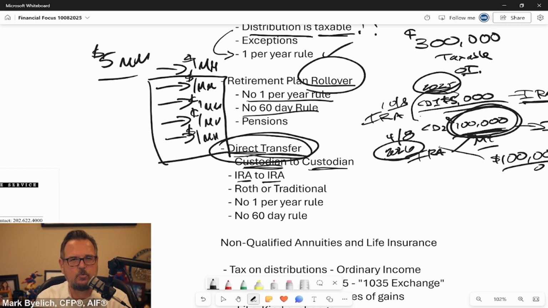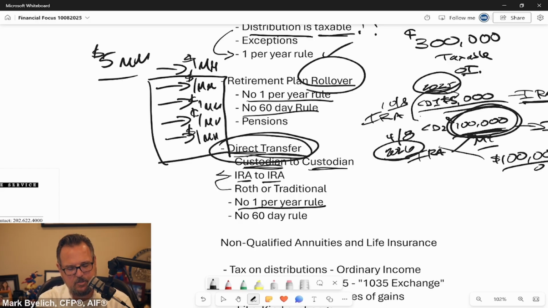Please try to avoid the 60-day rollover. There's just too much room for that to go wrong. So think about using a direct transfer, custodian to custodian, and that could be for Roth or traditional IRAs. As I said, there's no once-per-year rule with direct transfers. You can do as many as you'd like.